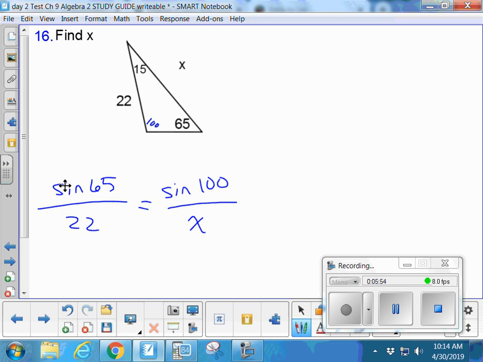Crisscross applesauce time. 22 times sine 100 divided by sine 65. 23.9.